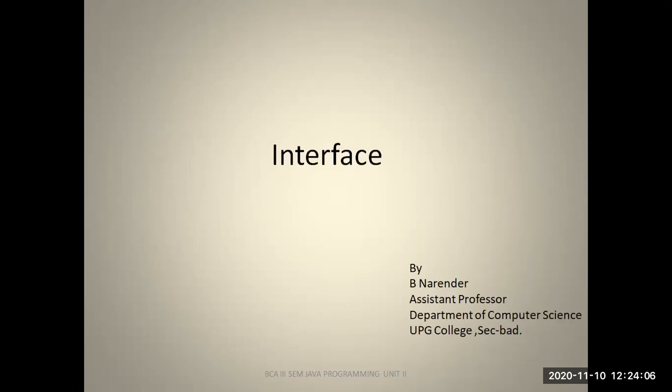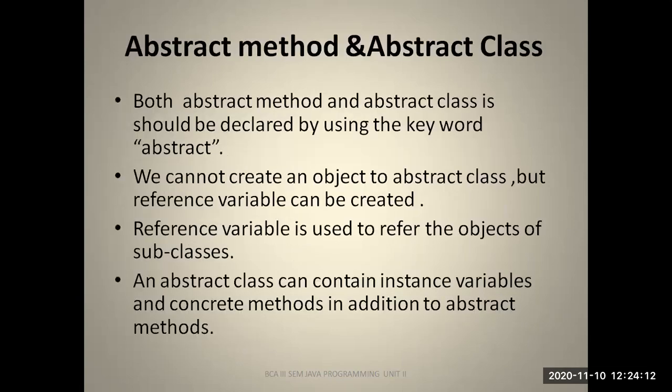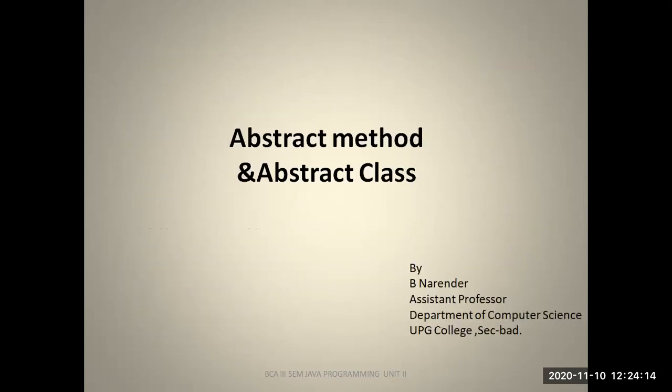Let us see interface. Before we get into interface, I will brush up all the things regarding abstract methods and abstract classes. If you want to call a method an abstract method, it should be preceded by the abstract keyword and it should not contain a method body. A class which is called an abstract class should contain abstract methods. Not only abstract methods, they also contain some other methods, which are called concrete methods.